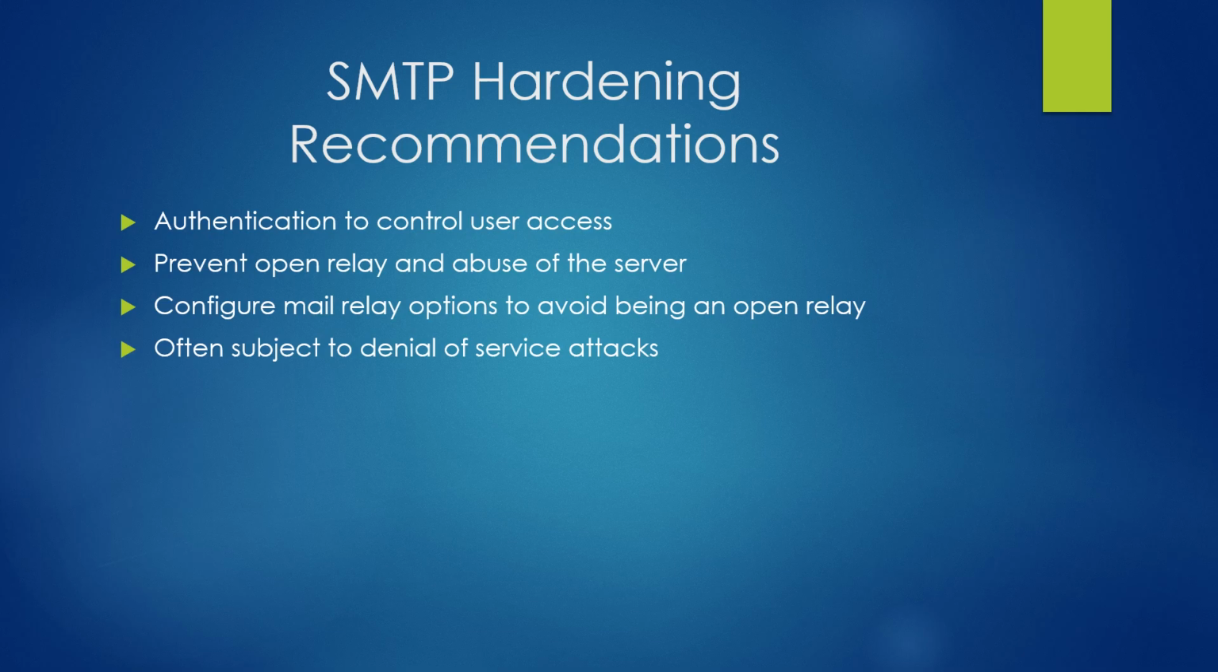Configure mail relay options to avoid being an open relay. It's very important to configure your mail relay parameter to be very restrictive. You can specify which domains or IP addresses your mail server will relay mail for. This parameter specifies for whom your SMTP server should forward mail. Servers are often subject to denial of service attacks, so limit the total number of simultaneous connections to the maximum your organization requires.